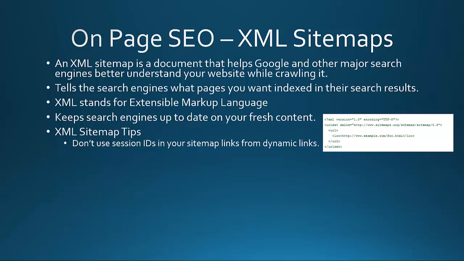Here's some XML sitemap tips. Don't use session IDs in your sitemap links from dynamic links. So if you have dynamic link structure and you are going to incorporate XML sitemaps, it's kind of like an RSS feed for simple syndication. It's kind of one other way that Google can spider and find all your pages.